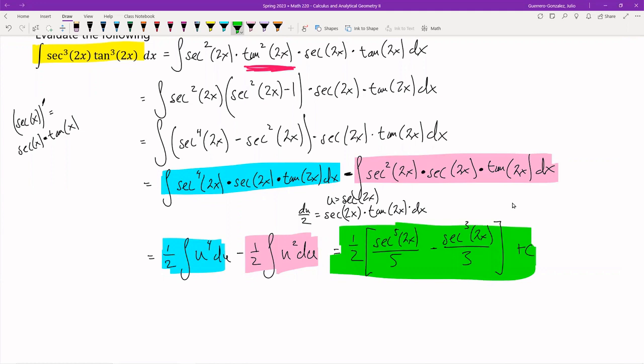Like I said, I want everybody to notice what was happening the whole entire time. We were using trig identities and u substitution, whatever we could, to break down a really nasty integral into multiple smaller integrals that are much more manageable, either by u substitution or just by basic integral properties themselves. So that is the last example.